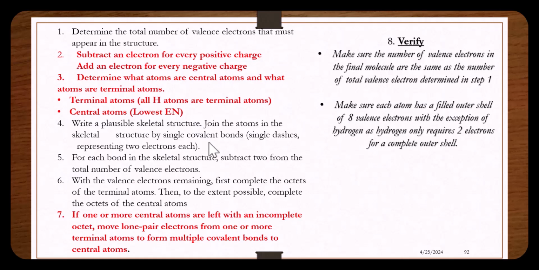Let's go over a few structures using this new checklist to write Lewis structures. Let's first try ethylene, and it has a formula of C2H4. First, we have to determine the total number of valence electrons.